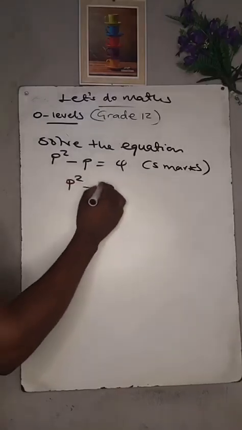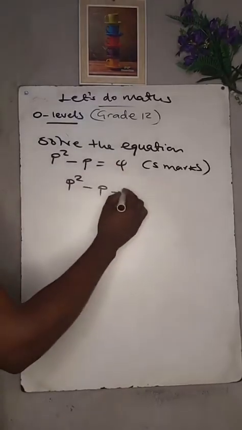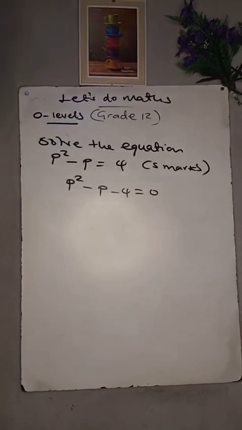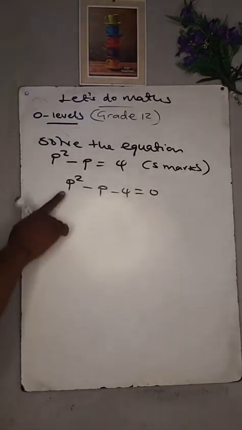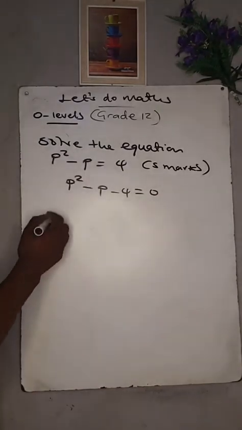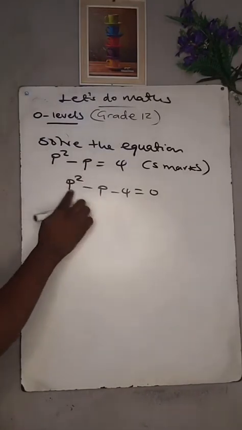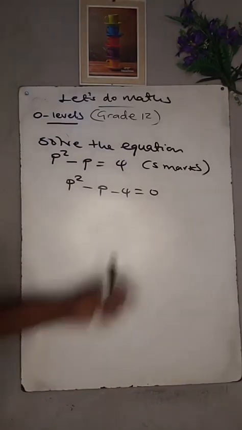p squared minus p, then this positive 4 coming to the left side becomes negative 4, which is equal to 0. Now this is the standard equation of a quadratic equation. All right, then after that, we are going to now get our data. The coefficient of p squared is 1. It's 1p squared. So we have p squared, whose coefficient is 1, and we have negative p, its coefficient is negative 1, and we have negative 4.